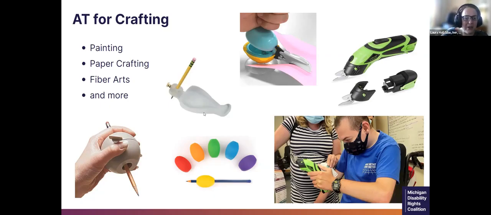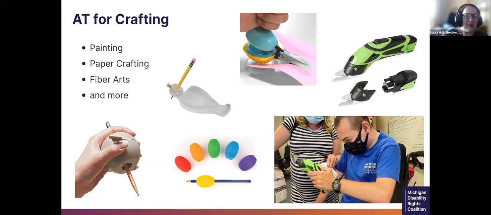Next to that are just some large foam grips that are shown on the end of a colored pencil. This can make a really big difference for people, just being able to have a thicker grip and something that is comfortable to hold on to if you're going to be using it for a long time. So those are some foam grips.